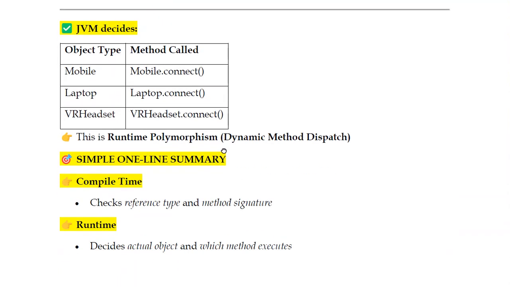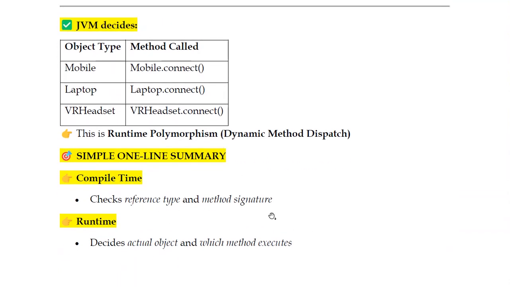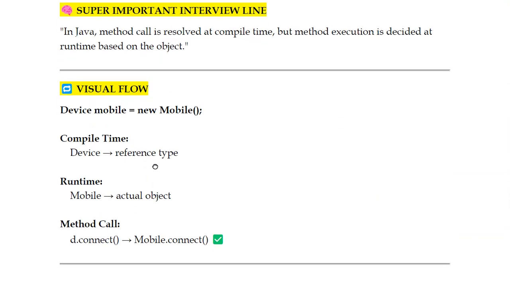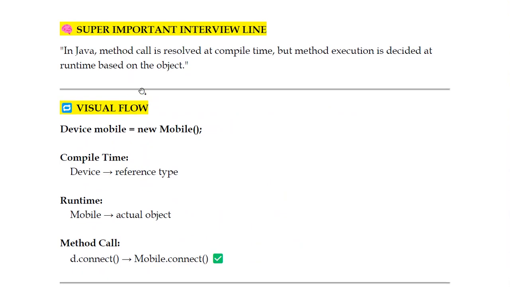So a simple one-line summary. Compile time checks reference types and method signature. Runtime checks the actual object and which method executes. Important information: the method call is resolved at compile time, only checking the signature and whether the reference variables are present or not. Method execution is at runtime based on the object. Now I hope you're clear.